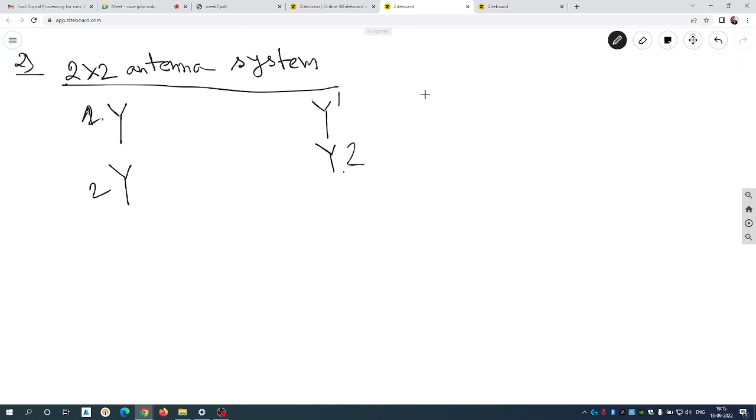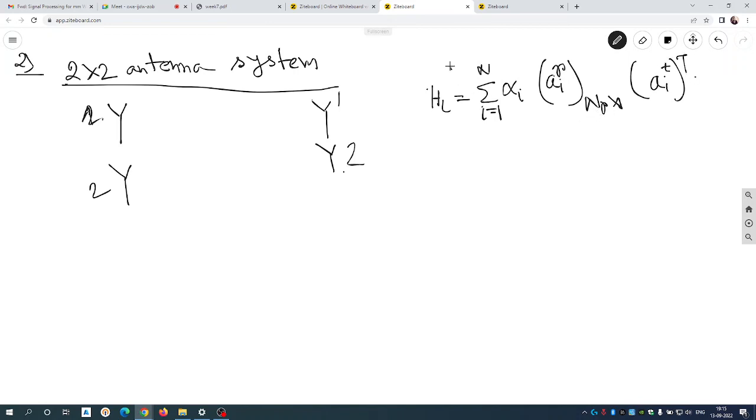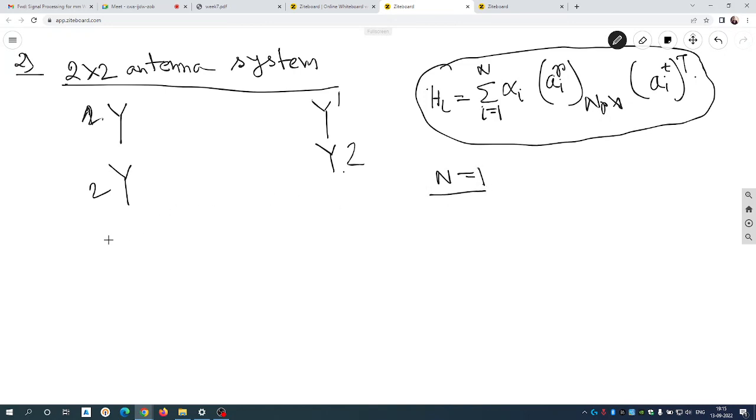So what is the channel matrix equation for the millimeter wave channel? That is H_L equals the sum over i equals 1 to n of alpha_i times a_R, which is the receiver side array manifold, and a_T, which is the transmitter side array manifold, and this is the transpose. Because this is a channel matrix, this form will give a matrix. So what is n here? n is equal to 1 because there is a single reflector.